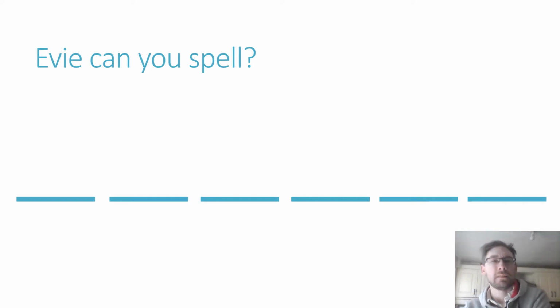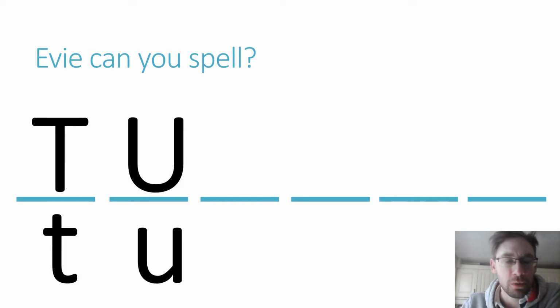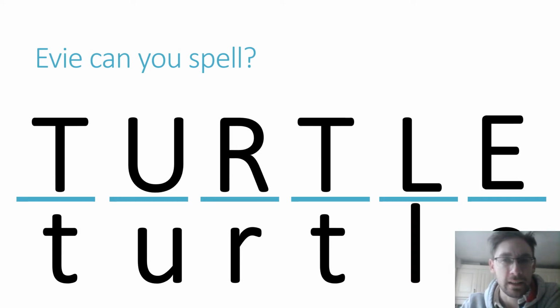Right, okay, let's have a look, see if you got it right. So we start off with a T, U, R, T, L, E. Oh, and the E is behind my face. Let me get rid of my face. There you are, you can see the E now. Okay, so I've done it in capitals along the top and in lowercase along the bottom. Right, here I am, I'm back.